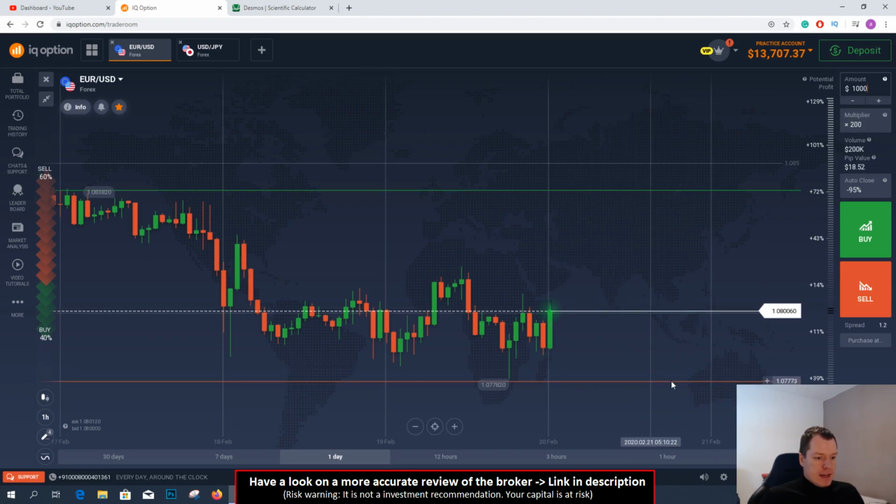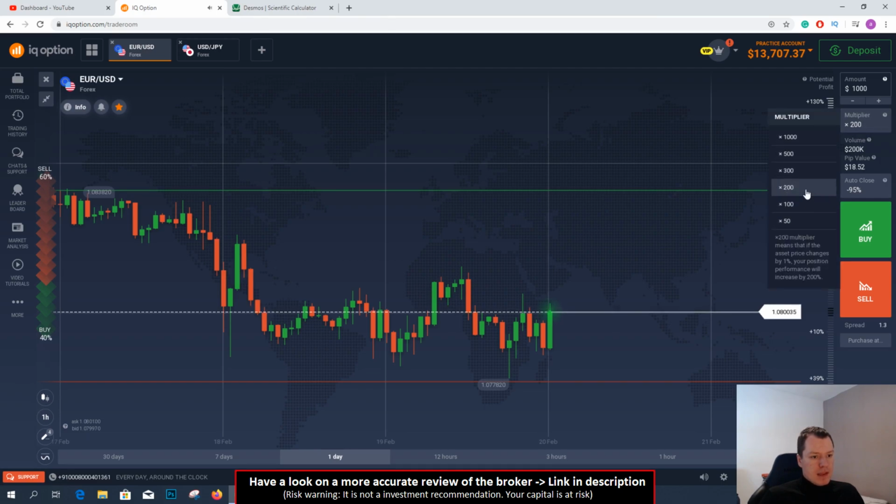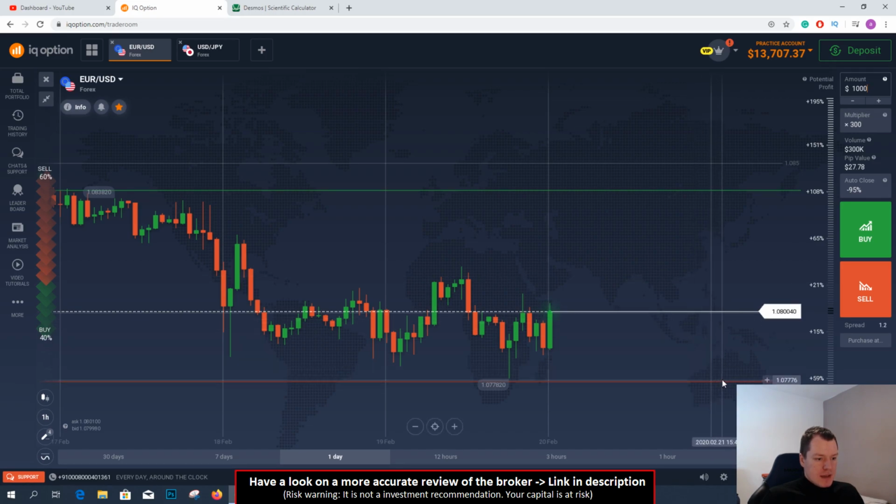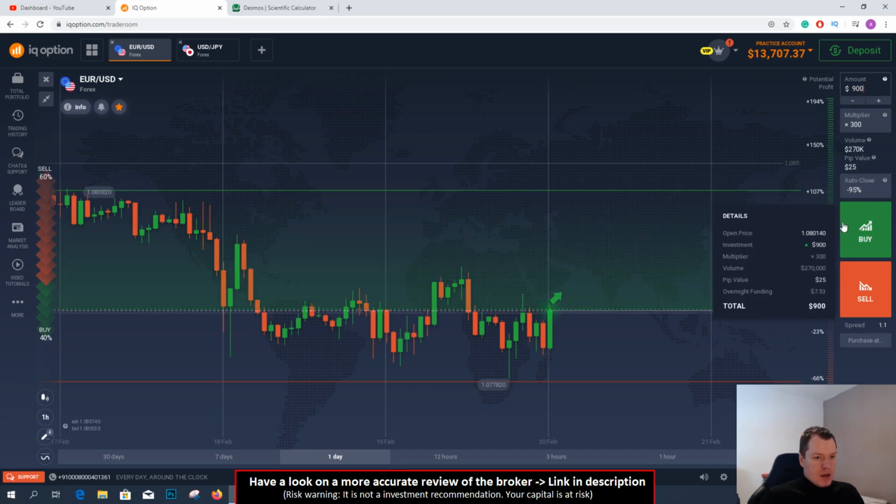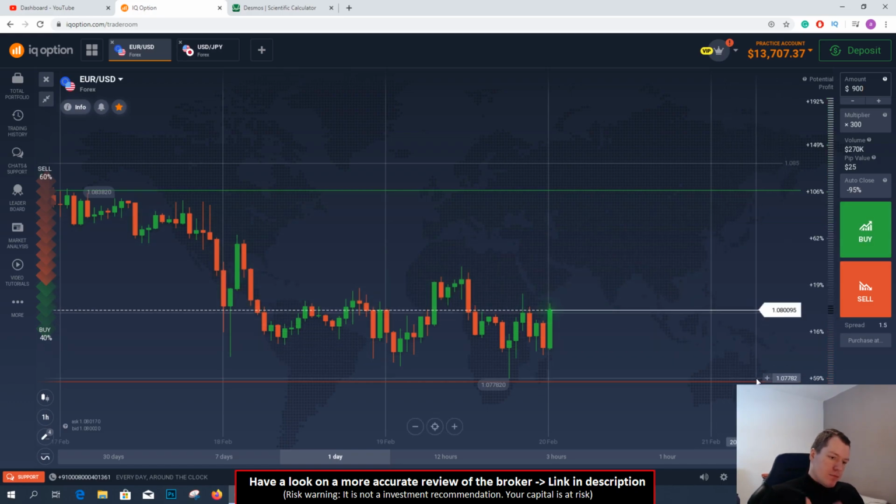And yeah, I say, okay, it doesn't match 100%. So we are using the 300 multiplier at this time. And now we see the loss here would be 58%. I can change my investment to $900, so my loss would be like $500 if I change it to 900.